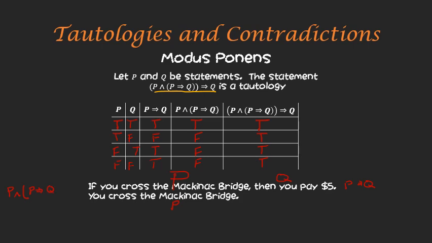And so think about just this written out in words. If it's true that if you cross the Mackinac Bridge, then you pay $5, and you cross the Mackinac Bridge, well, what can we conclude from that? Well, you must pay $5 then. So if this is true, we're assuming this is the case, then what follows must be the conclusion that we pay $5. And so that's really what Modus Ponens is saying. It's really just about understanding what an implication means. If we have an implication and we know the hypothesis is true, then the conclusion has to follow. That's really Modus Ponens.